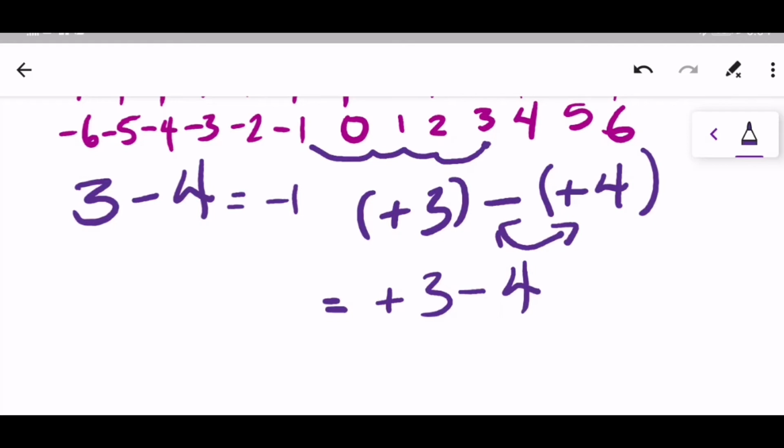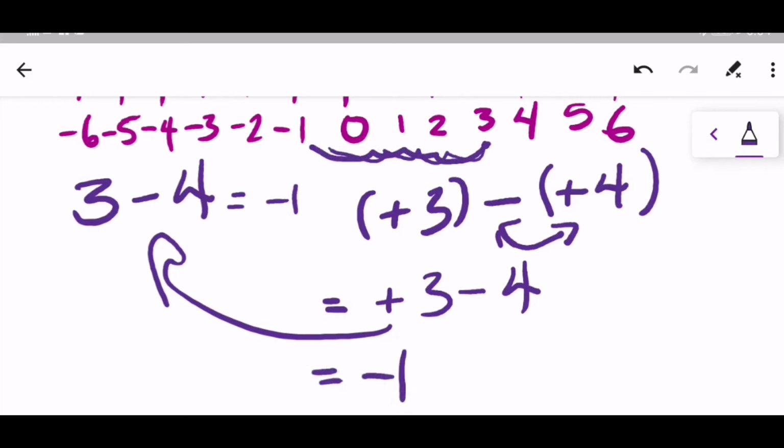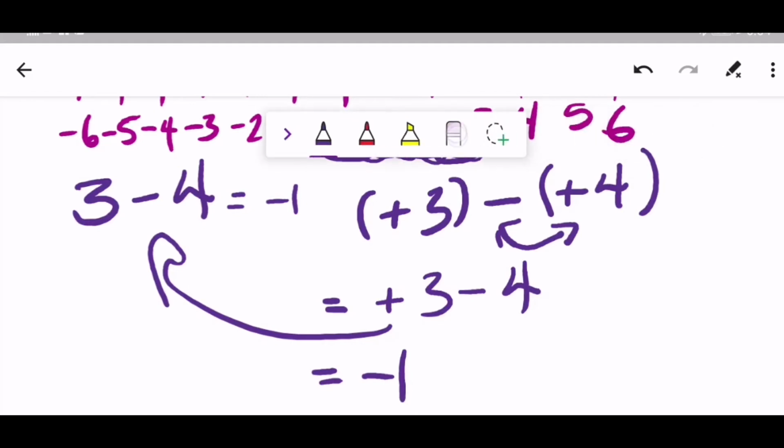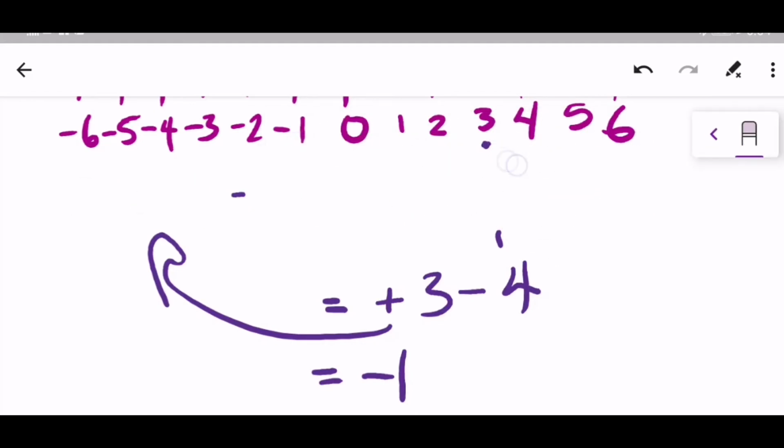Now we have combined the signs, and this looks a lot like how they looked in our first video. We're going to start with +3 and go to the left 4 times. This is the same thing we did over here. 1, 2, 3, 4, and our answer is -1. Let's do some examples to get acquainted with how these look.